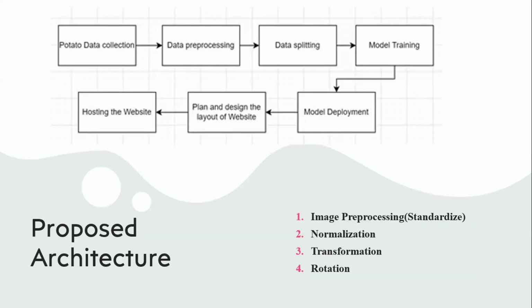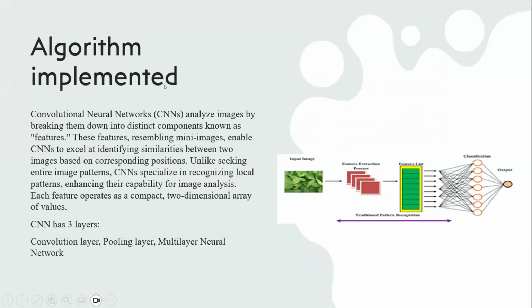The algorithm we have implemented is convolutional neural networks, which is a part of deep learning, which analyzes images by breaking them down into distinct components known as features. The key part of deep learning is that it extracts hidden features, which machine learning usually doesn't. That is why we've used deep learning. CNN has three layers: convolution, pooling, and a multi-layer neural network.